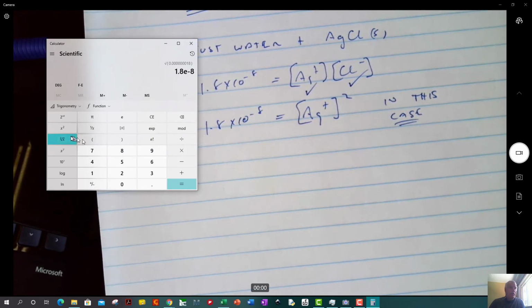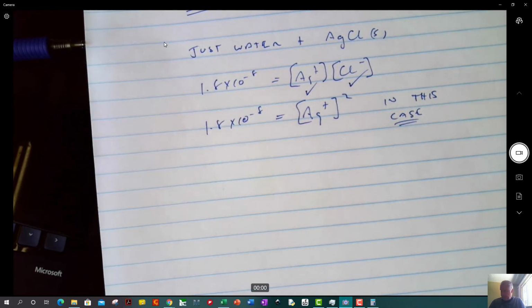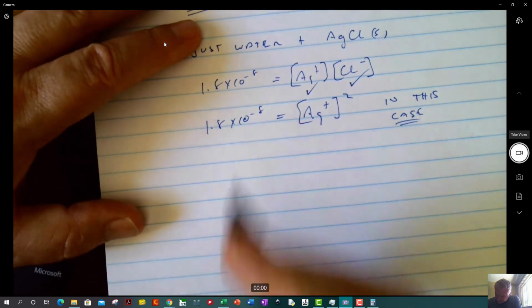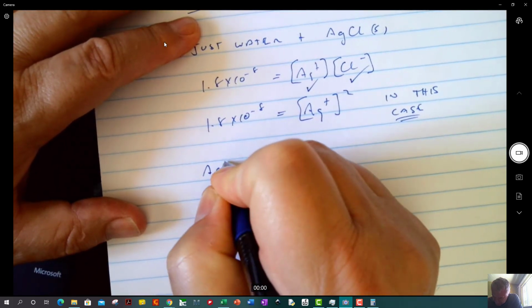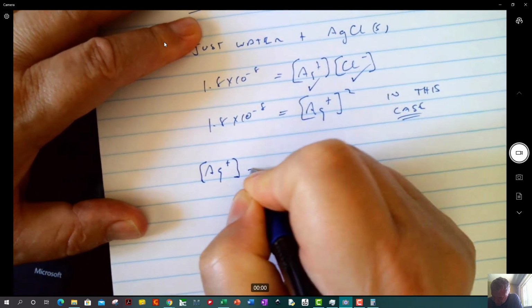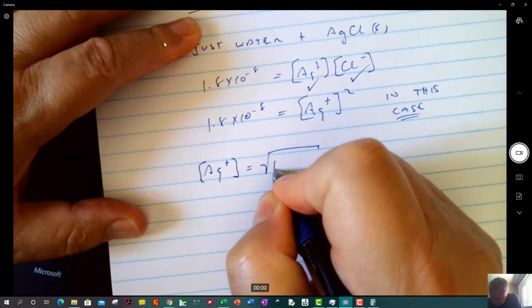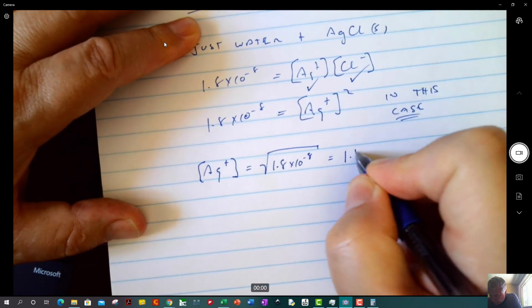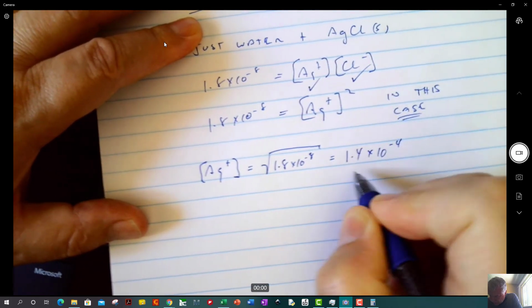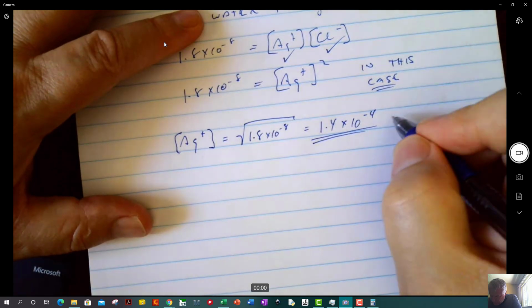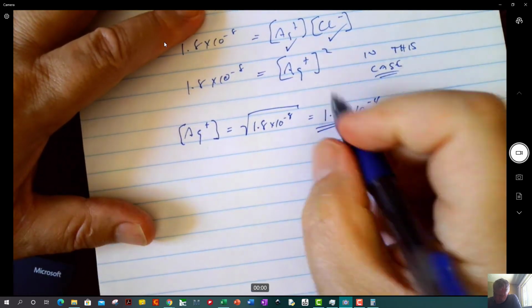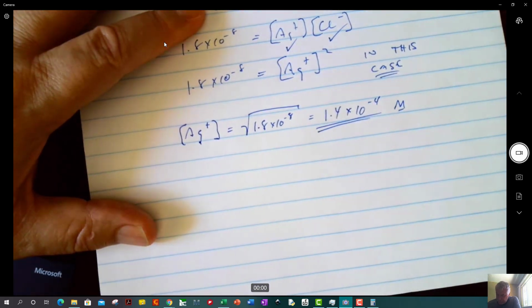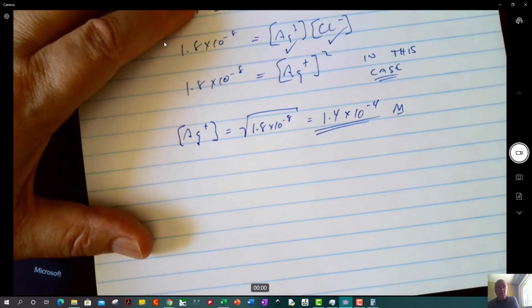And then we're just going to take the square root of that. And that's going to be 1.34 times 10 to the minus 4. So this guy will equal Ag+, equal the square root of 1.8 times 10 to the minus 8, equal about 1.4 times 10 to the minus 4. All right, and so this is a concentration in molar. It's going to be moles of silver ion per liter. It's actually fairly substantial. It's about a tenth of a millimolar.